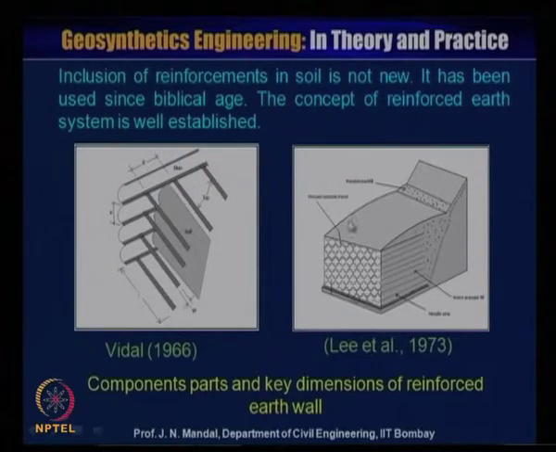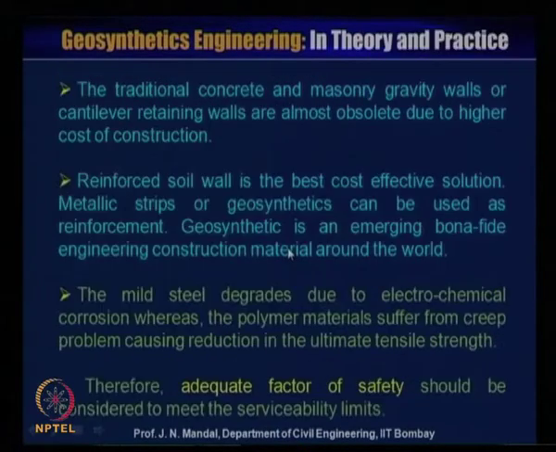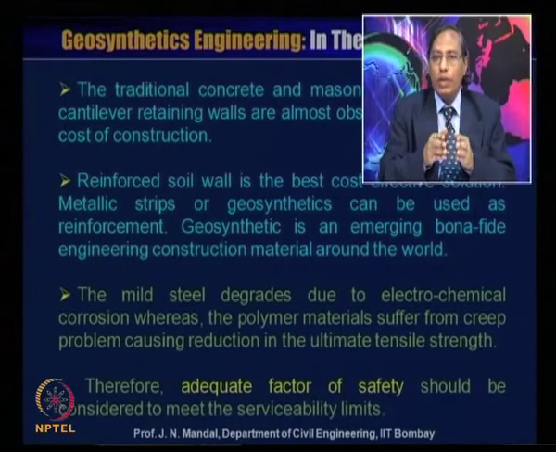So this kind of structure has been completed and it has been used exclusively around the world. So traditional concrete and masonry gravity walls or cantilever retaining walls are almost obsolete due to the higher cost of construction. Reinforced soil wall is the best cost-effective solution. Metallic strip or geosynthetics can be used as reinforcement.